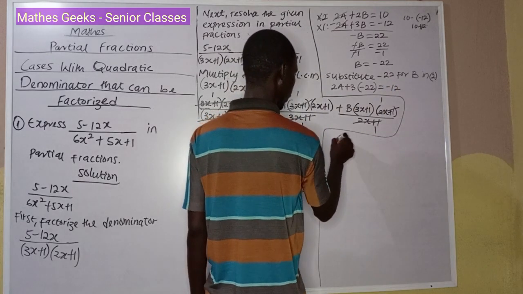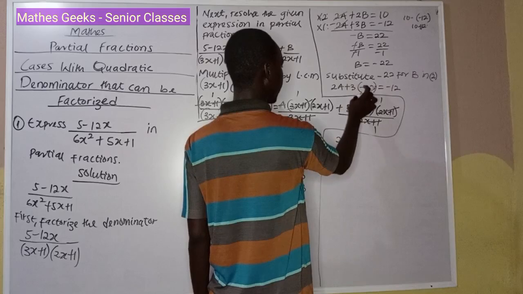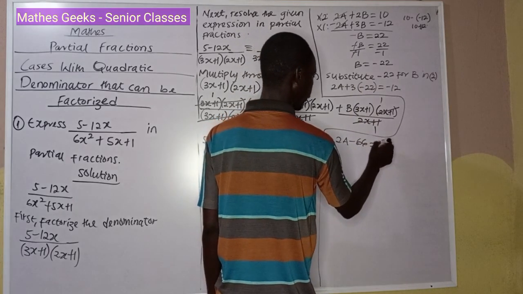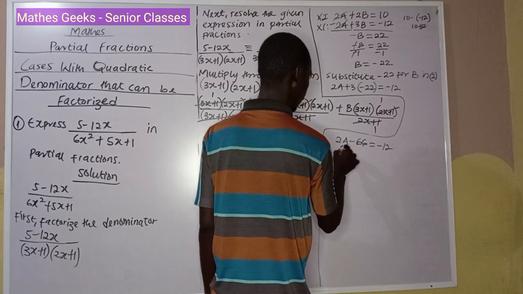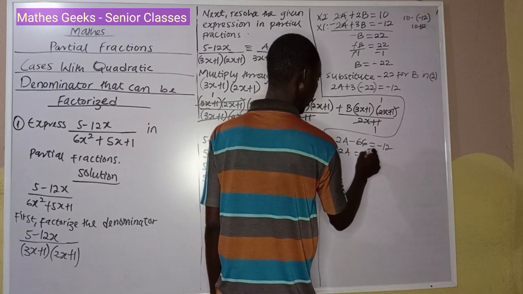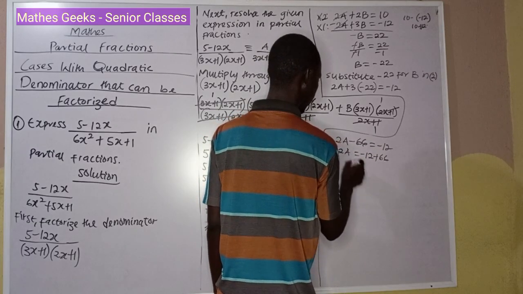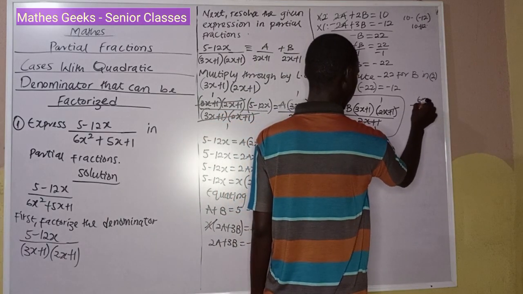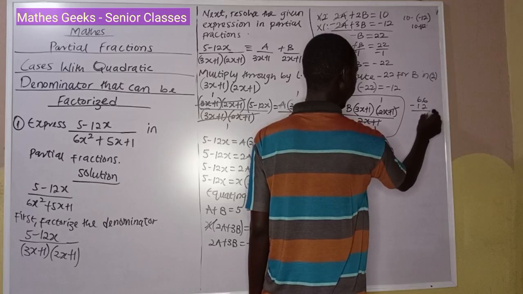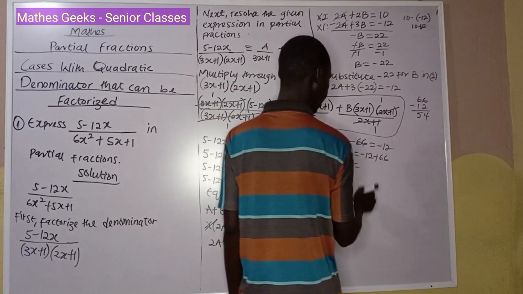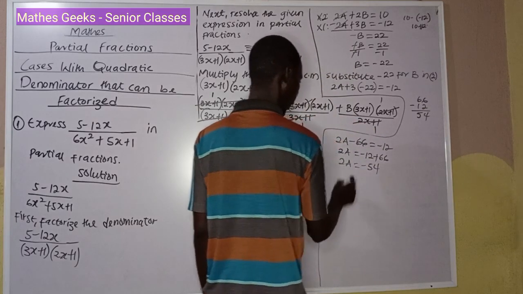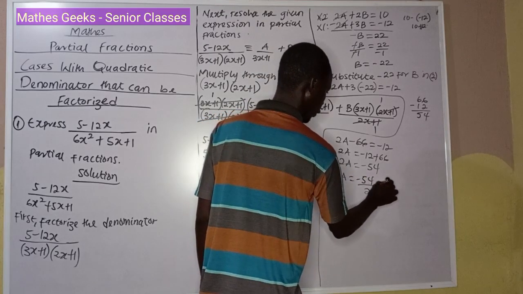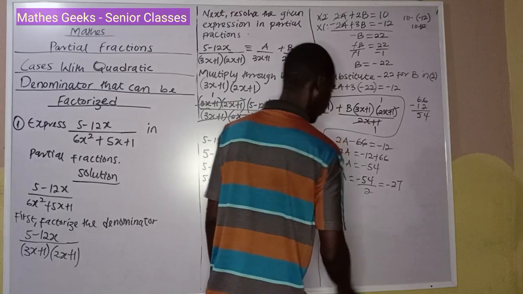In equation 2, you have 2A plus 3 times minus 22 is equal to minus 12. So 2A plus, minus times plus is minus, 3 times 22 is 66, equals minus 12. So 2A is equal to minus 12 plus 66. So 2A is equal to 66 minus 12. This is 54. So A is equal to 54 divided by 2, which is equal to 27.